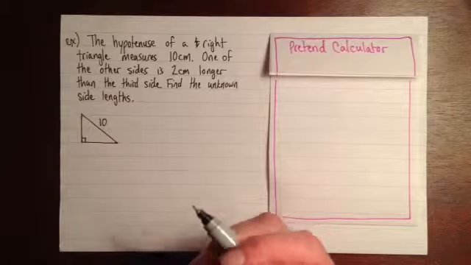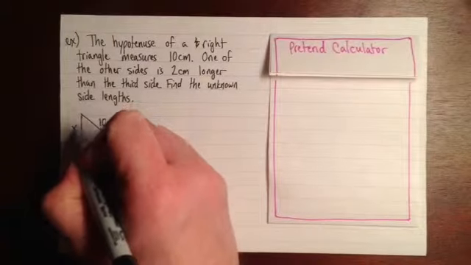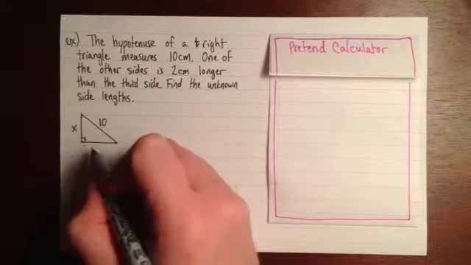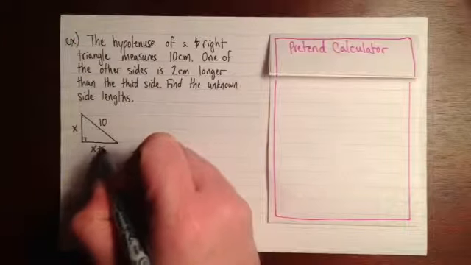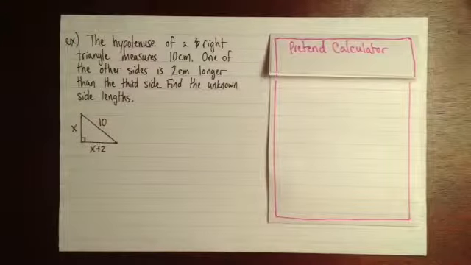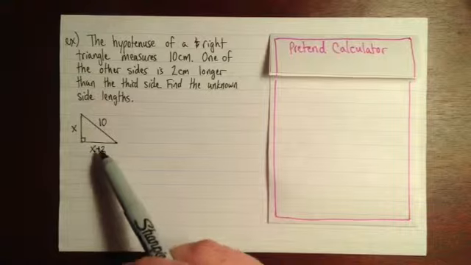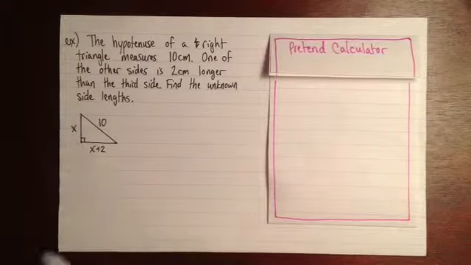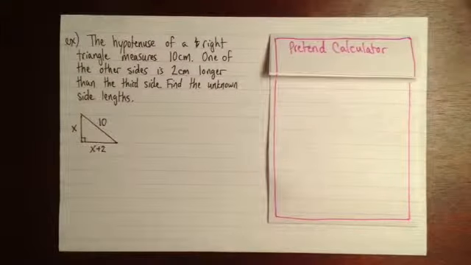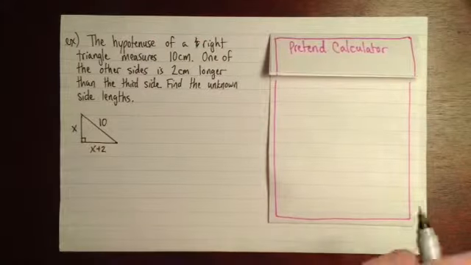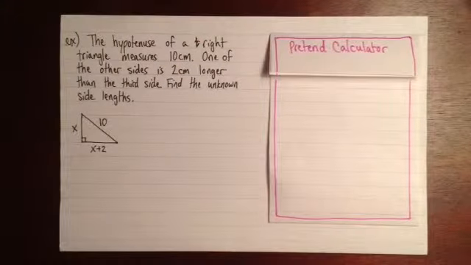So what I'm going to do is call the shorter one x. And then the other one is 2 centimeters more, so that's x plus 2. If you called the longer of the two x, the other would be x minus 2. You'll get the same answers if you do that. Okay, and then we need to come up with an equation somehow to solve this.